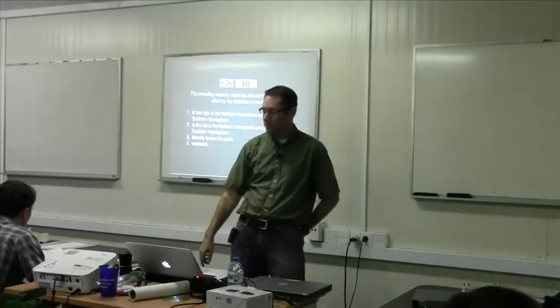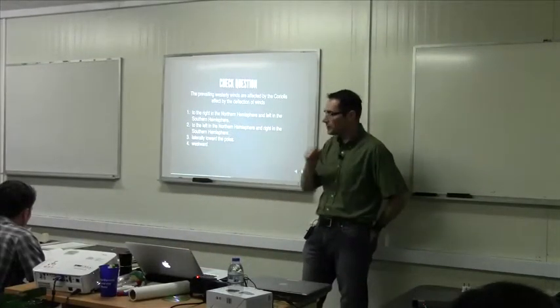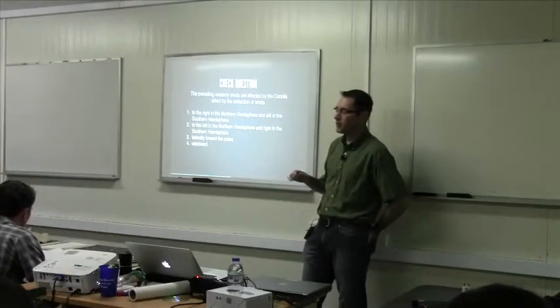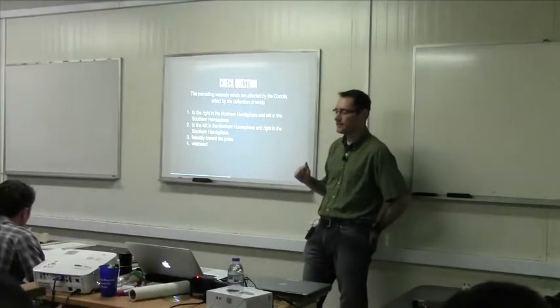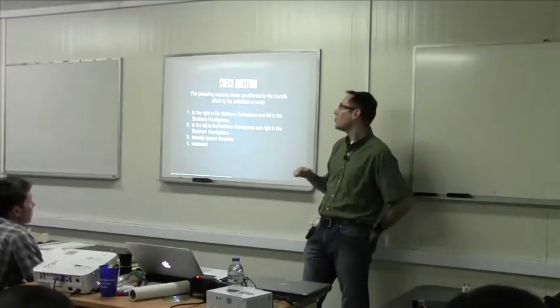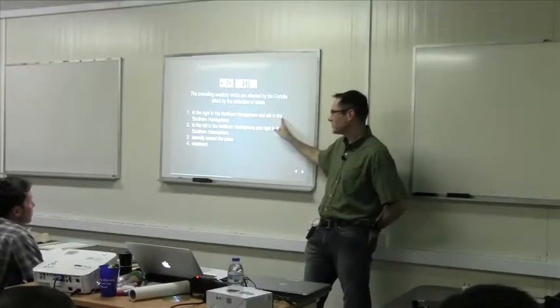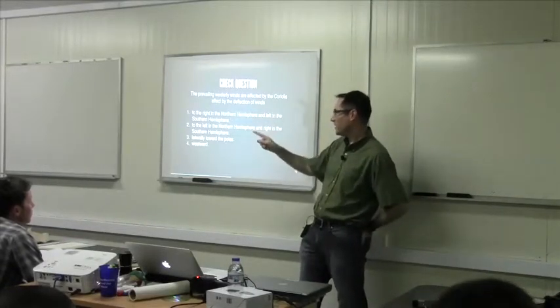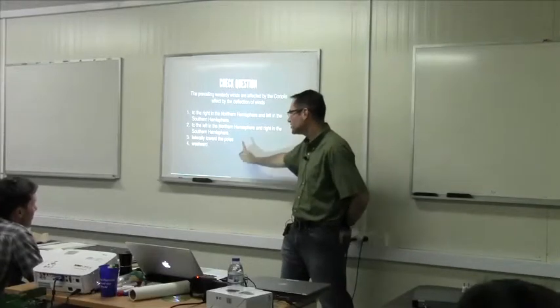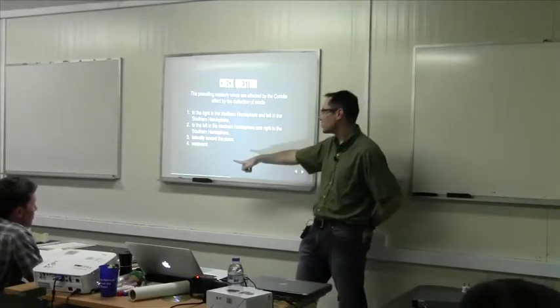The prevailing westerly winds are affected by the Coriolis effect, the deflection of winds. To the right in the northern hemisphere and the left in the southern hemisphere? We have one vote for that, maybe. To the left in the northern hemisphere and the right in the southern hemisphere? Laterally towards the poles or westward?